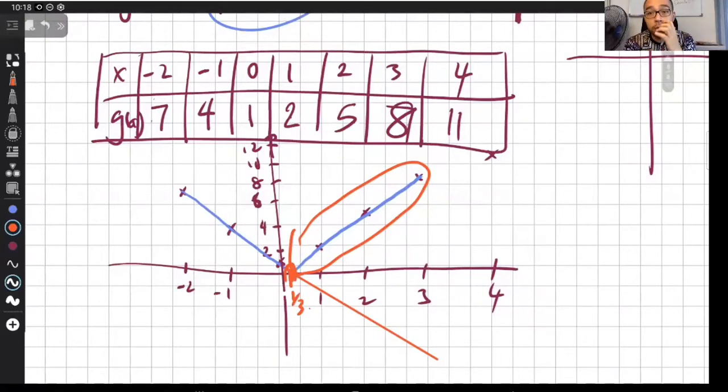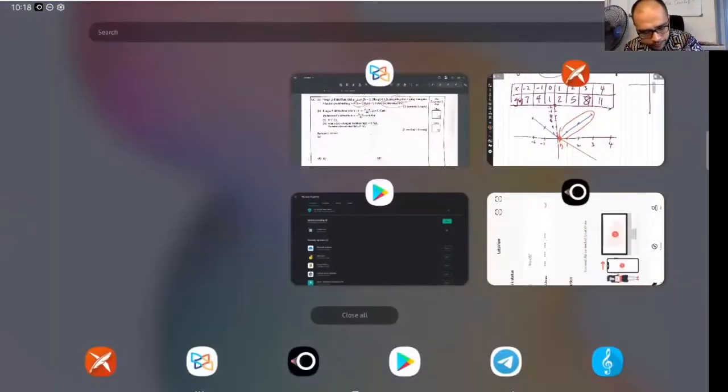But if you want, you can do that. Okay, just to be on the safe side. But again, as I said, the most important thing when you are sketching a modulus graph is to make sure that there is a V shape, okay? And the bottom of the V must touch the x-axis. The single most important thing. All right, let me continue.